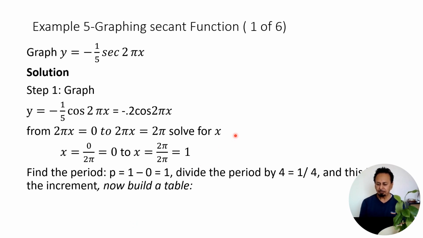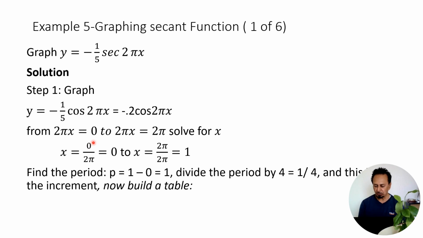Example 5. Let's graph y equals negative 1/5 secant 2 pi x. Step 1, we graph y equals negative 1/5 cosine 2 pi x, which is the reciprocal of secant 2 pi x. We can change 1/5 to 0.2, so we're going to graph negative 0.2 cosine 2 pi x.